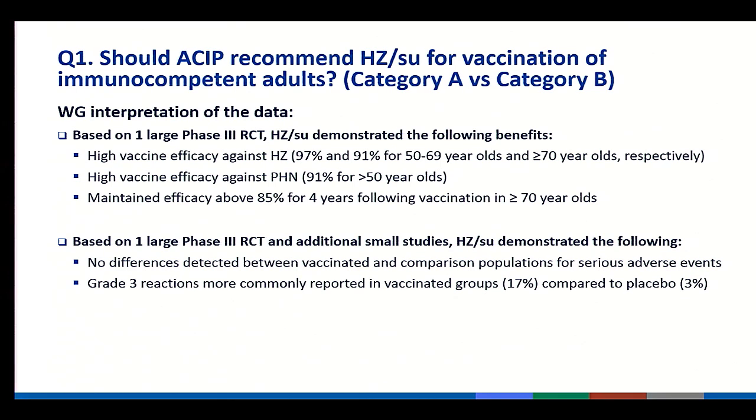Based on the same RCTs and additional smaller studies, herpes zoster subunit vaccine demonstrated no difference between vaccinated and comparison groups for serious adverse events. Grade 3 reactions, as I previously stated, were more commonly reported in the vaccinated group compared to the placebo. But what does all of this mean in terms of the burden of disease we can expect to prevent through the use of herpes zoster subunit vaccine? First, let's look at a simplistic scenario to explore this question.